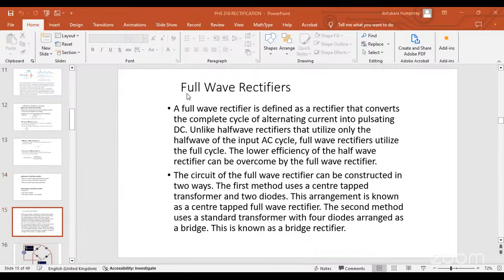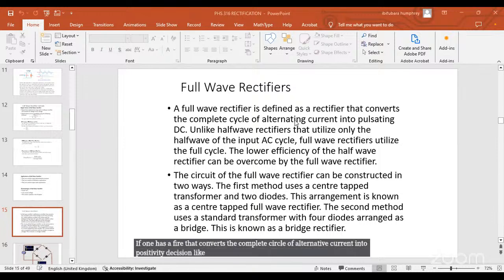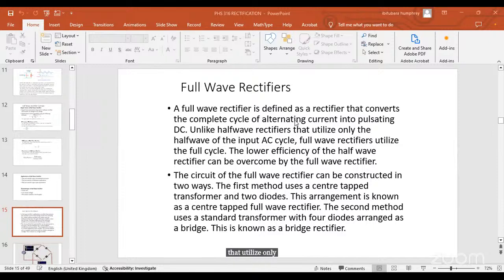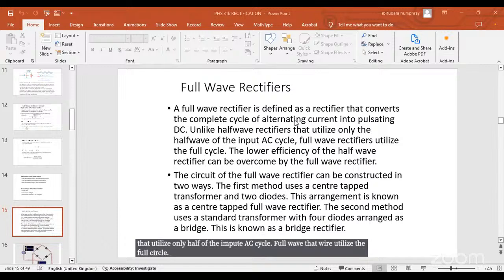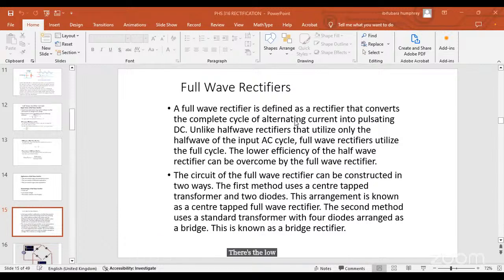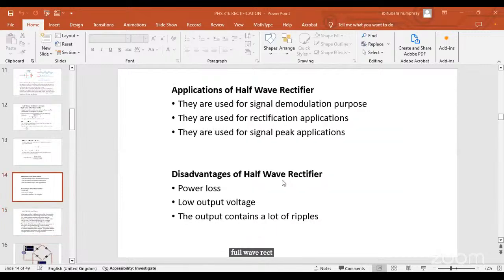Now, the next type of rectifier is a full wave rectifier. A full wave rectifier is defined as a rectifier that converts the complete cycle of alternating current into pulsating DC, unlike half-wave rectifier that utilizes only half of the input AC cycle. Full wave rectifier utilizes the full cycle. The low efficiency of half-wave rectifier can be overcome by the full wave rectifier. Remember here, one of the disadvantages is power loss and low output voltage.